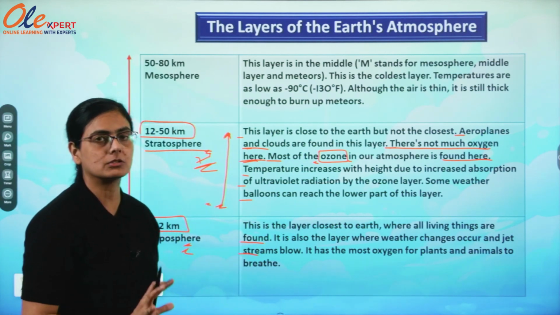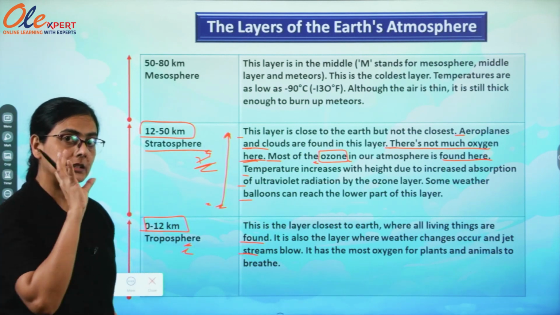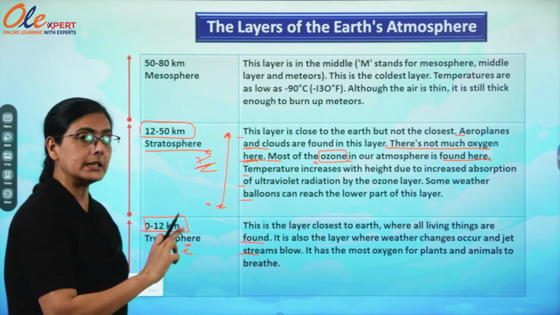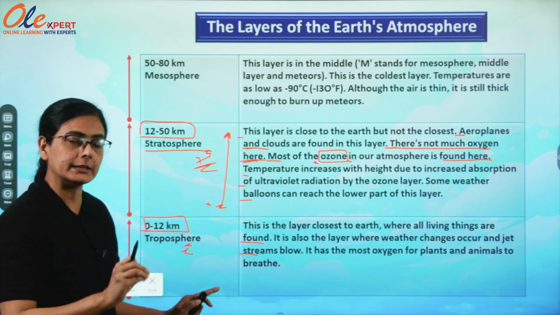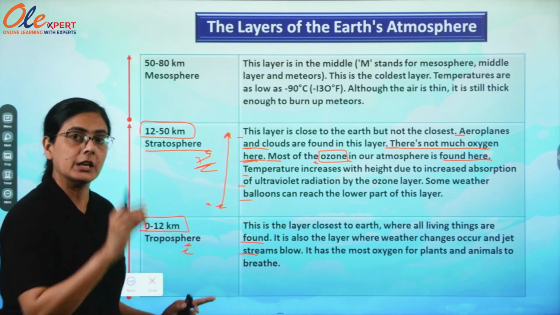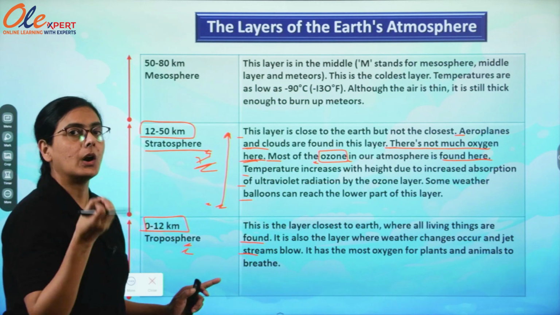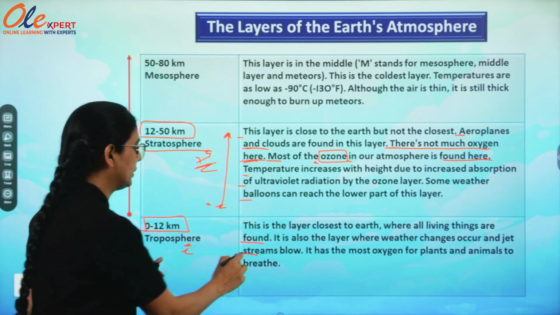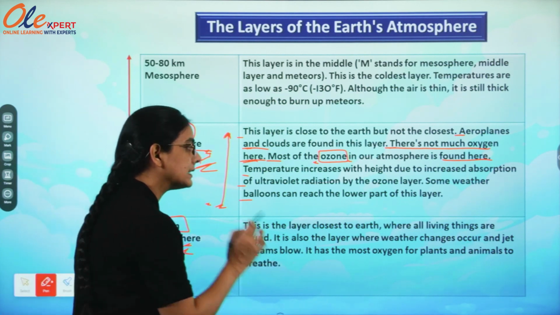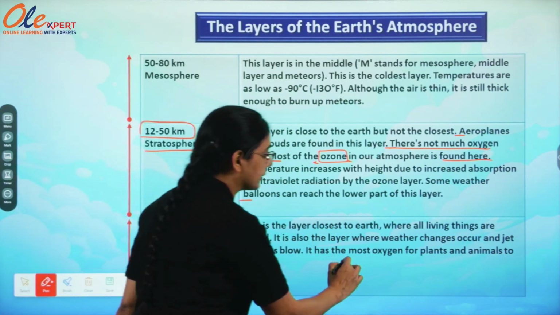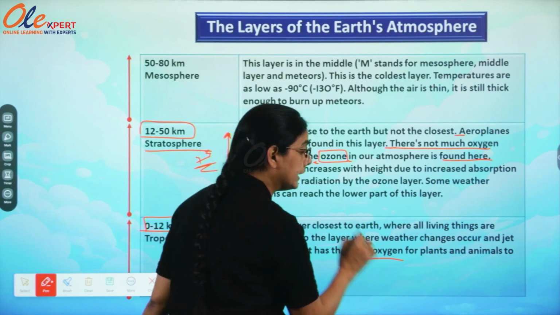If it is asked to you where you find the weather phenomena, it is in the troposphere. This is the layer where we find weather changes. If there is lightning or thunderstorms, we can see that it is in the troposphere. It also has the most oxygen of the atmosphere.